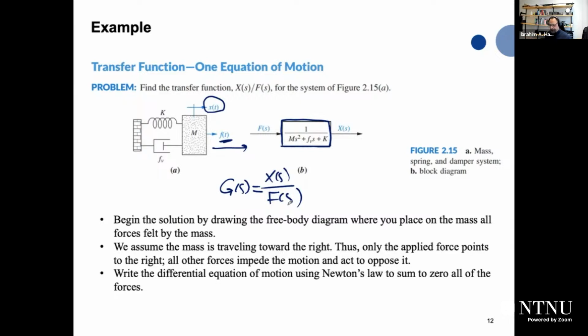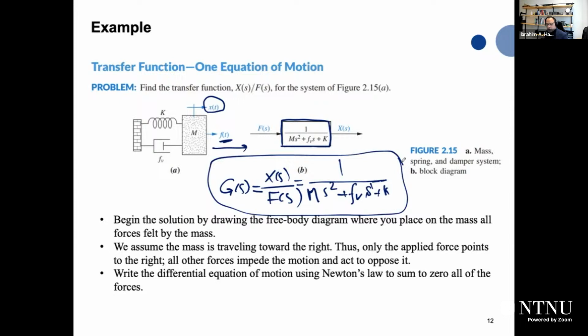We need to find this relationship. This relationship will be a second order system, as mentioned here: M S square plus Fv S plus K. How can we do this? In fact, solving this problem is very easy. We just need to follow some simple rules.